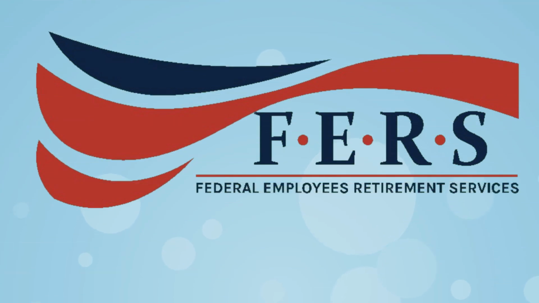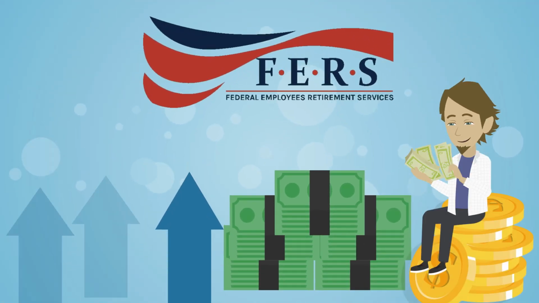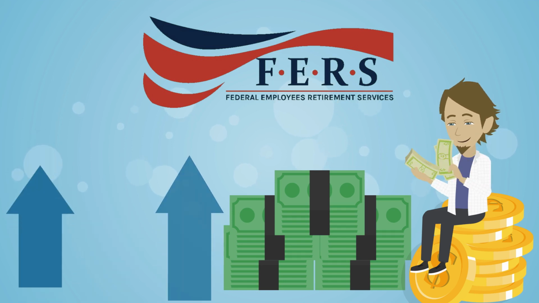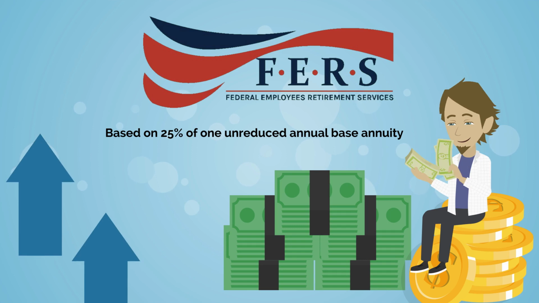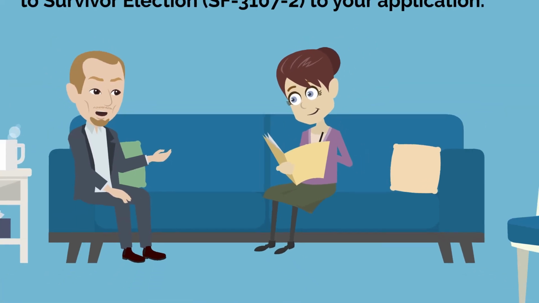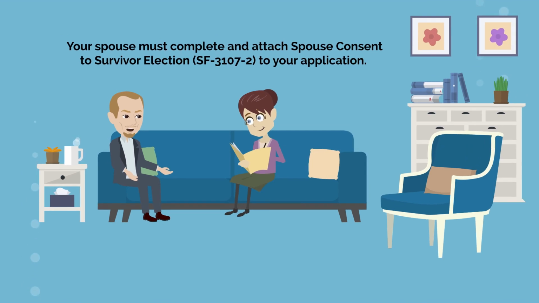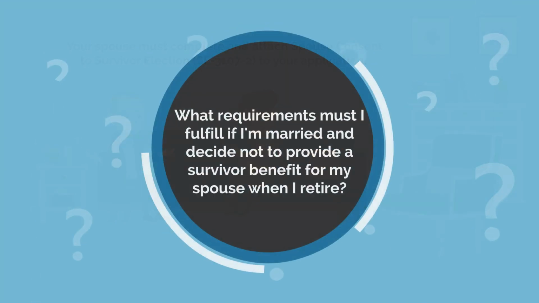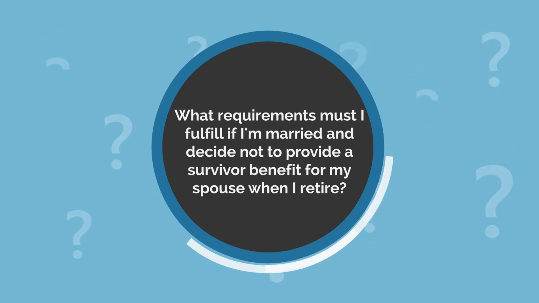Under the Federal Employees Retirement System, FERS, individuals can elect a partial survivor benefit which is based on 25% of one unreduced annual base annuity. Your spouse must complete and attach Spouse Consent to Survivor Election, SF 3107-2, to your application.